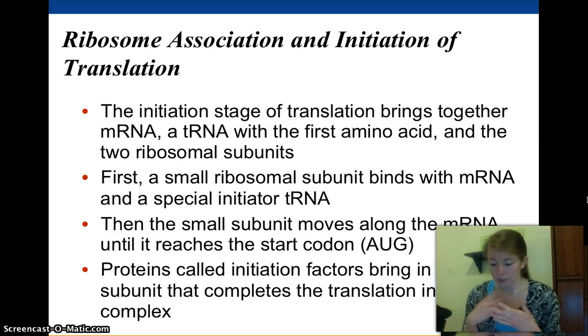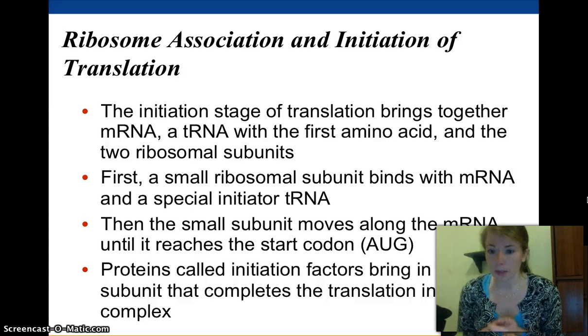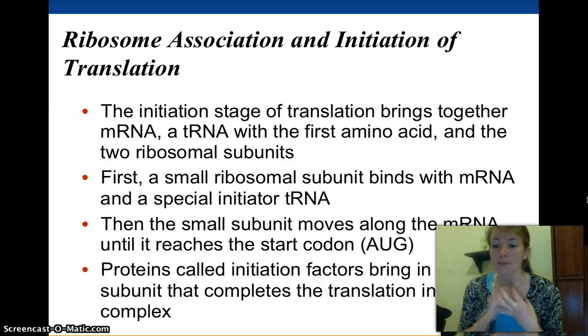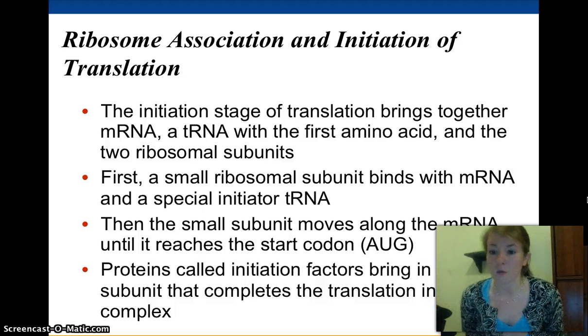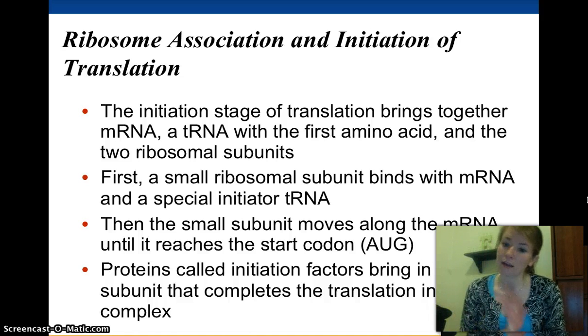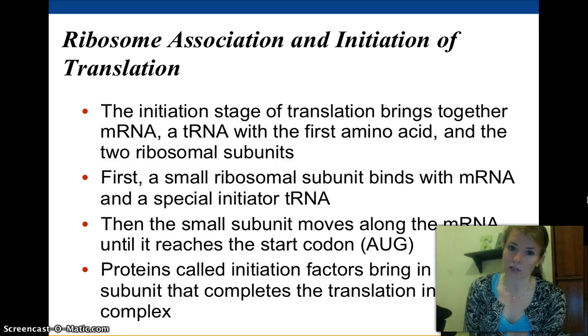First, to build the growing polypeptide chain, we have to bring together the mRNA, which has the message in it, both subunits of the ribosome, because they're separated unless they're building a polypeptide, and a special tRNA called the initiator tRNA, which is going to carry the first amino acid in our polypeptide chain.